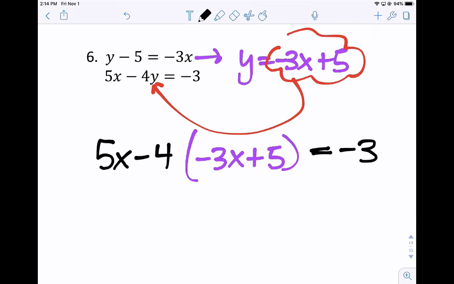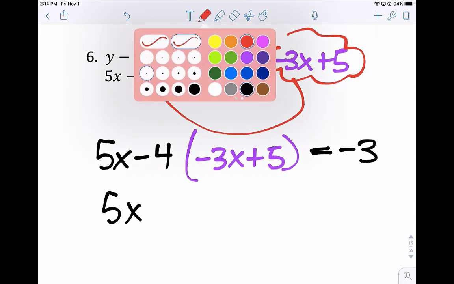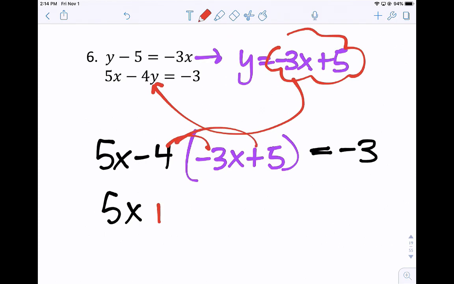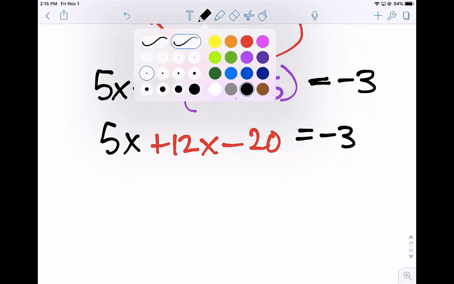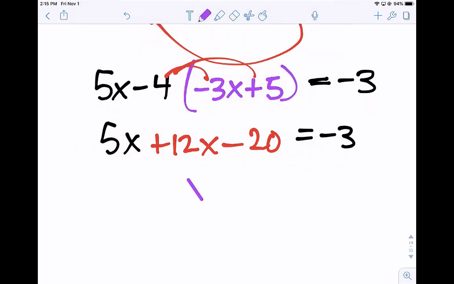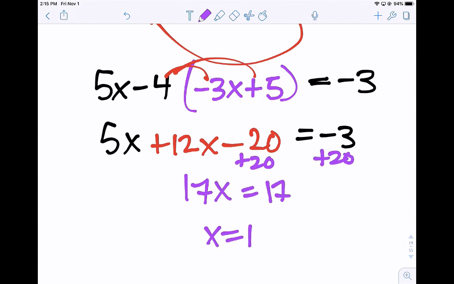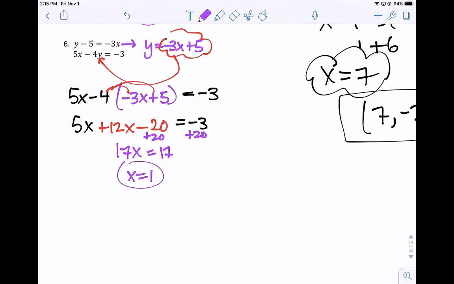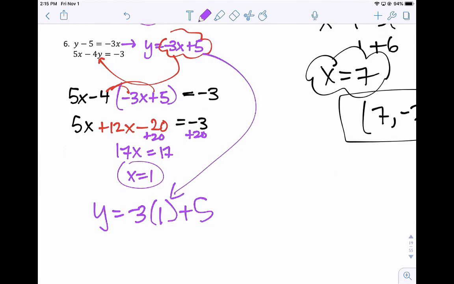All right, let's distribute, 5x, and then distribute. That would be plus 12x minus 20 equals negative 3. And so you would have 17x, and you would add 20 to each, equals 17, so x is 1. All right, plug back into this equation, y equals negative 3 times 1 plus 5, which we're getting from here. And so y would be 2. And so these 2 points would cross at 1, 2.